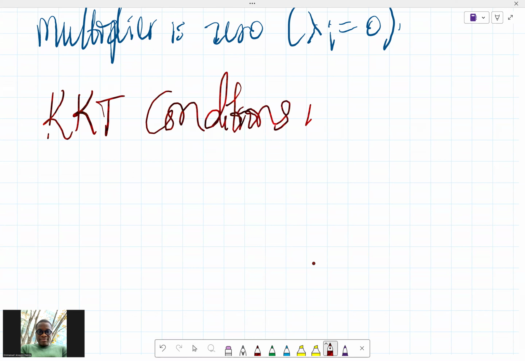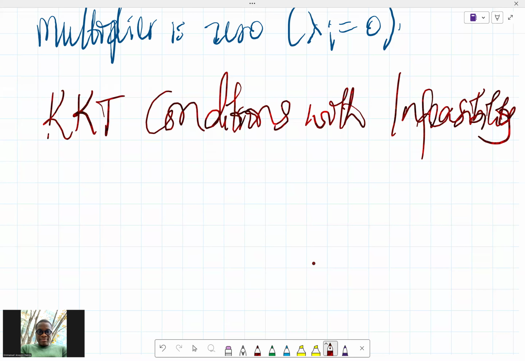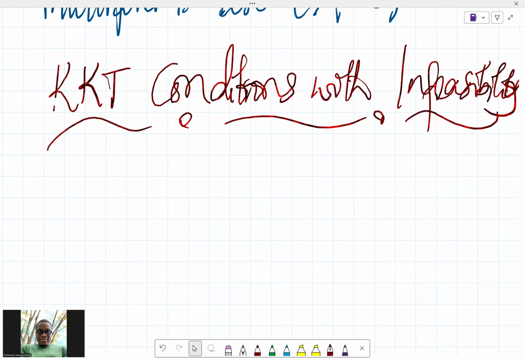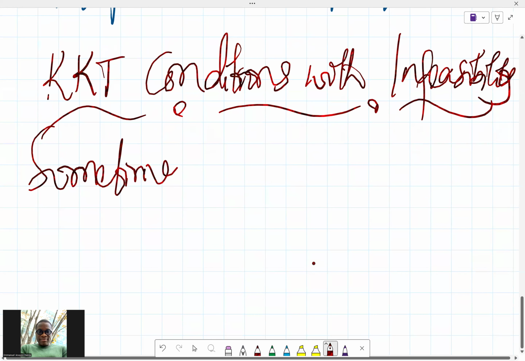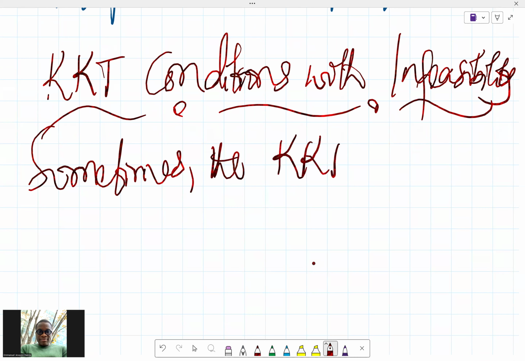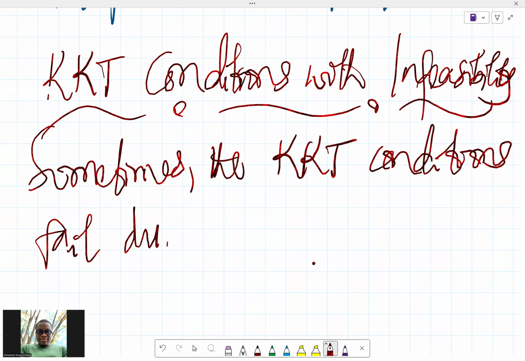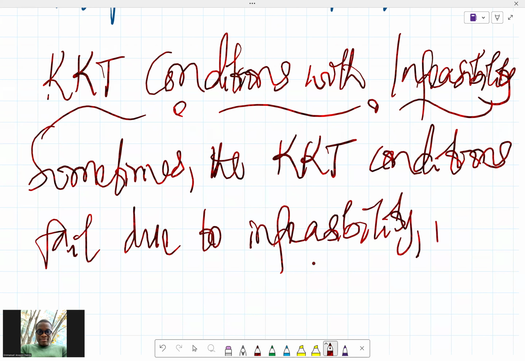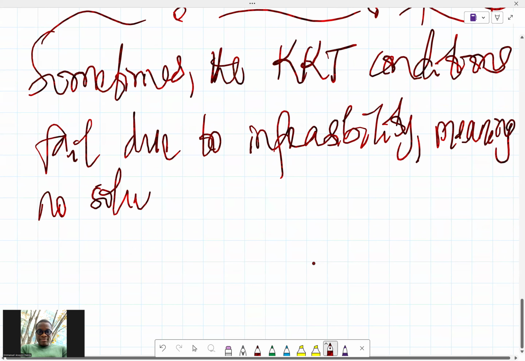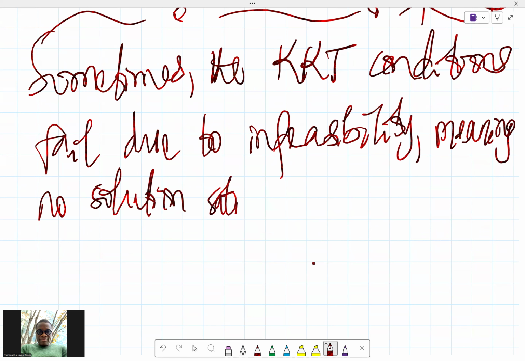KKT conditions with infeasibility. These conditions are not always feasible. We need to understand that sometimes the KKT conditions actually fail due to infeasibility. So the conditions are not met. And if the conditions are not met, we cannot get an optimal point, meaning no solution satisfies all constraints.